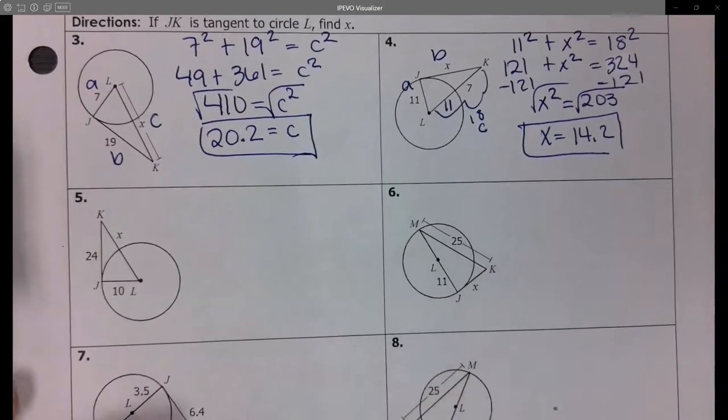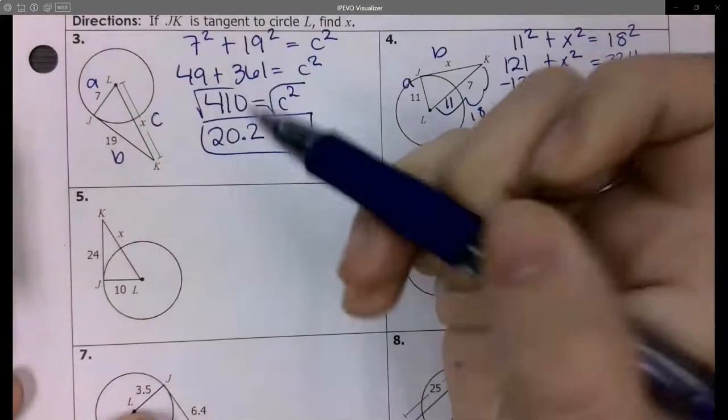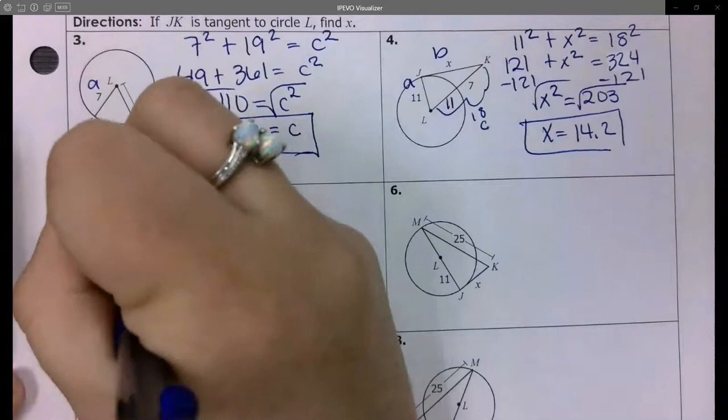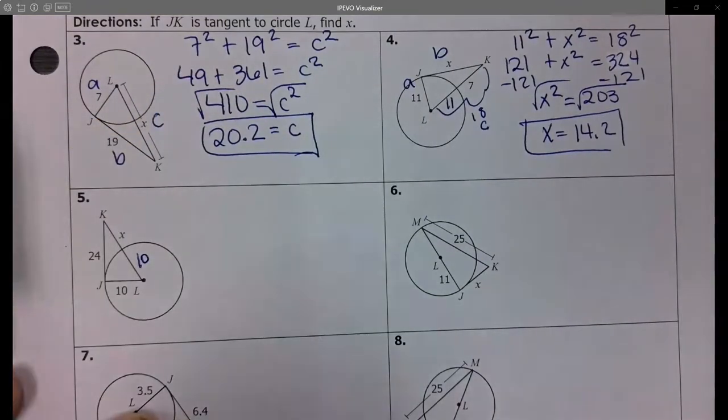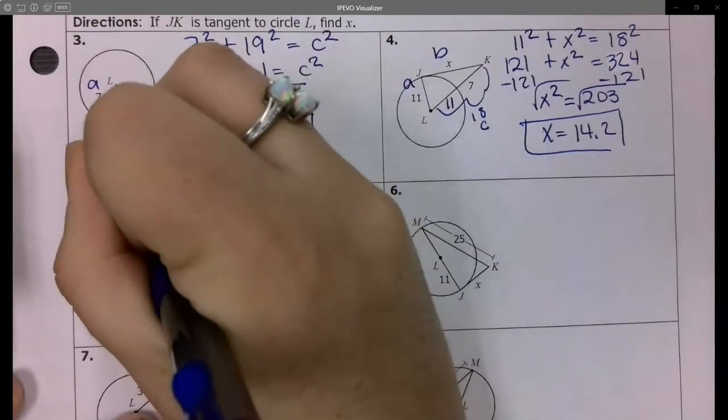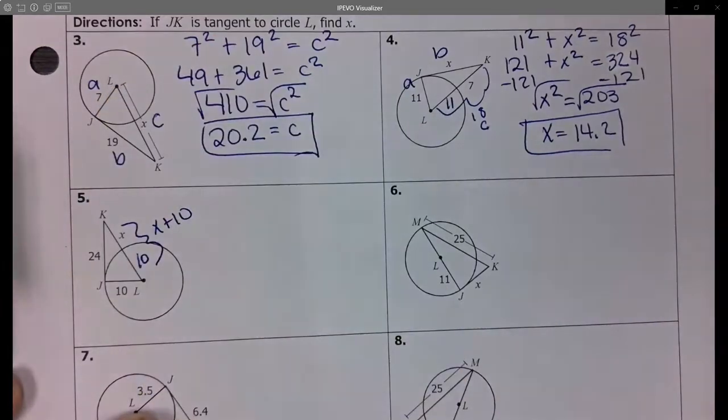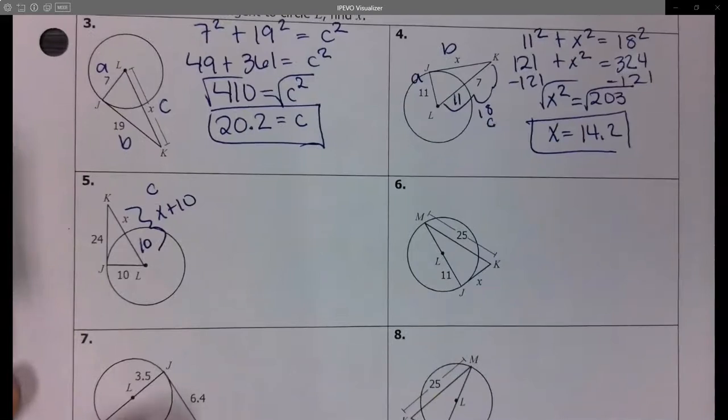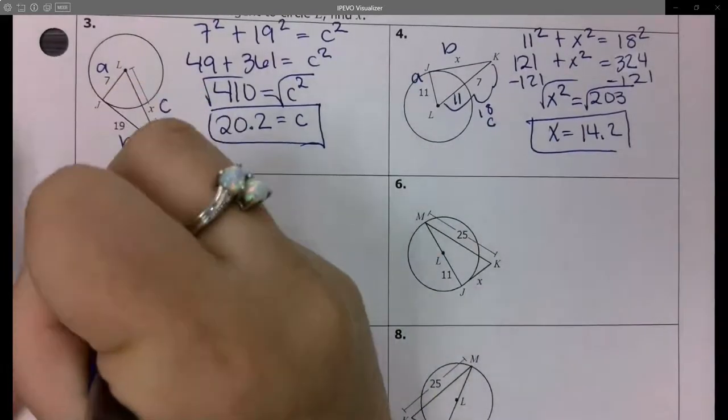So number 5, similar idea. The x is only the part outside the circle, so this 10 is the part inside the circle. The whole length for this segment right here is x plus 10, which is going to be my c value when I plug into the Pythagorean theorem. And then a and b don't matter.